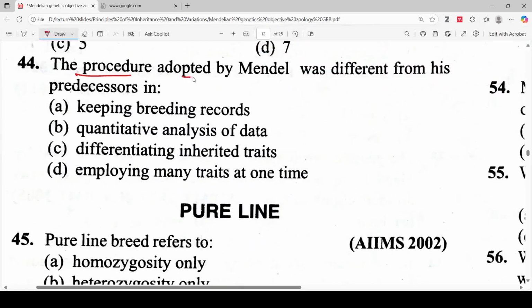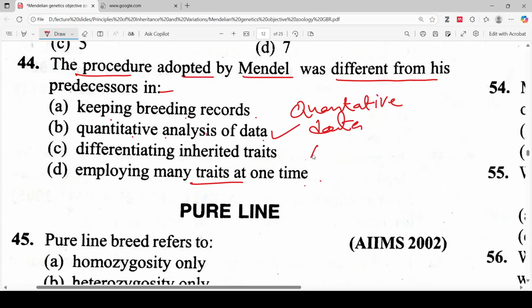The procedure adopted by Mendel was different from his predecessors in keeping breeding records, quantitative analysis of data, differentiating inherited traits, and employing many traits at one time. So the correct answer is quantitative data analysis. Next question.